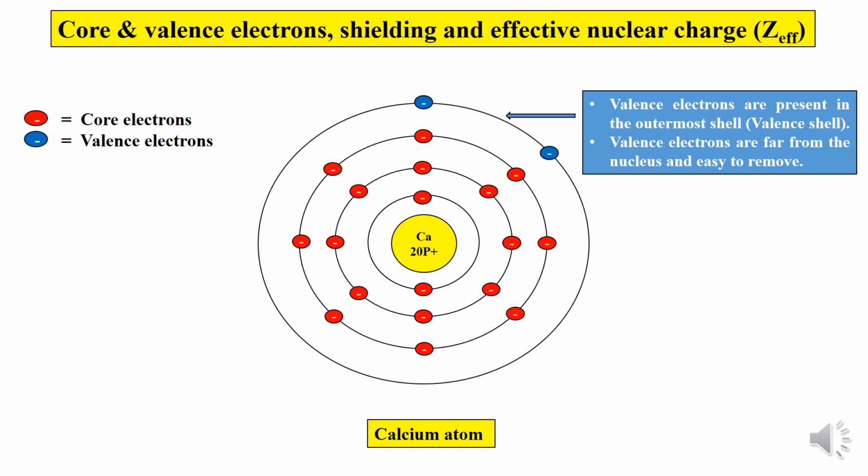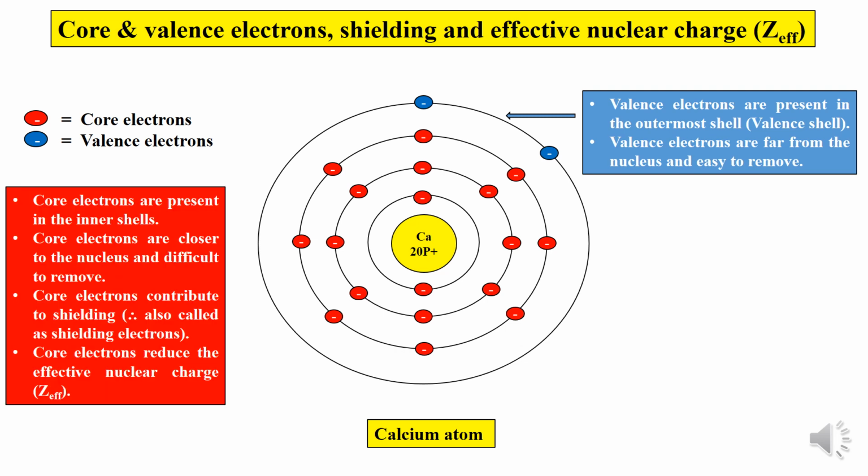What are valence electrons? Valence electrons are those electrons that are present in the outermost shell, which is also referred to as valence shell. Now these valence electrons are far from the nucleus and easy to remove. Why is that? Because valence electrons experience a very weak attractive force towards the positively charged protons, and therefore it is easy to remove.